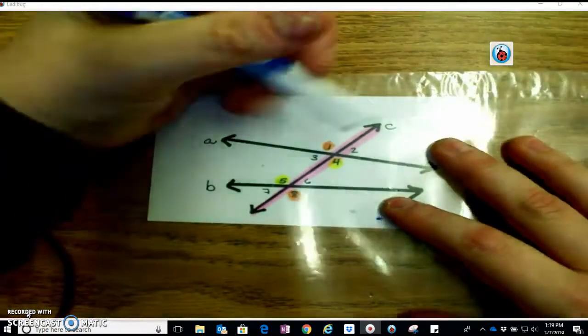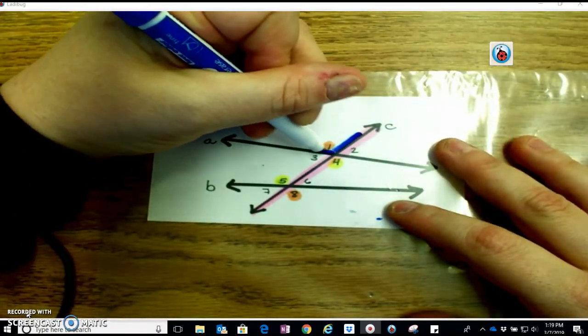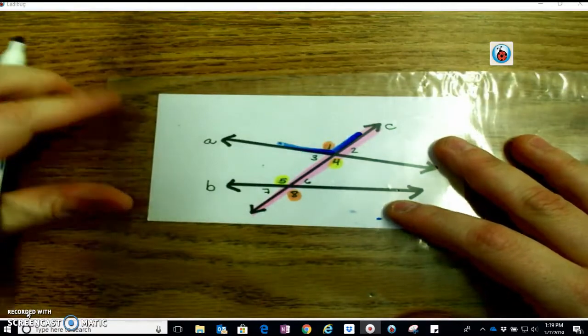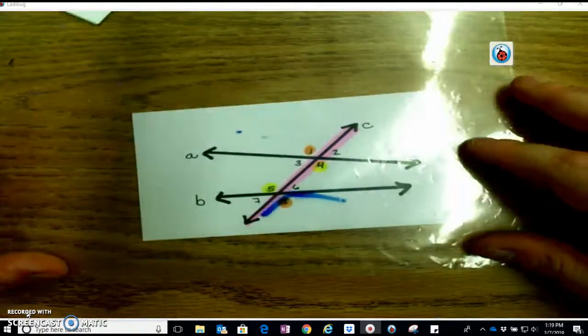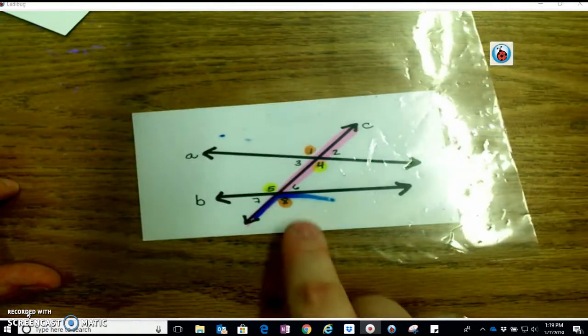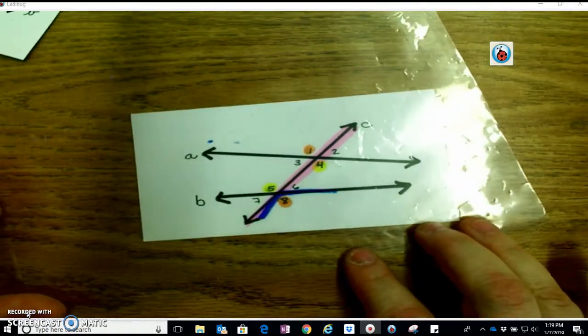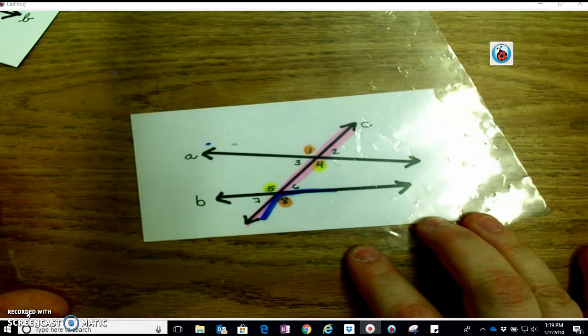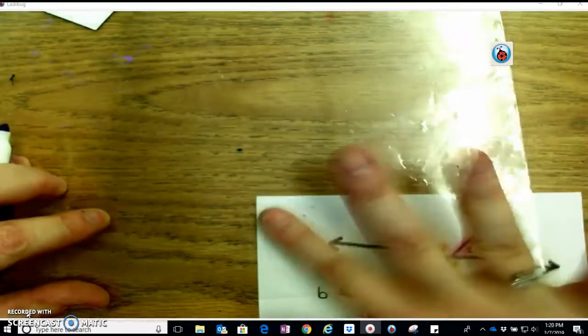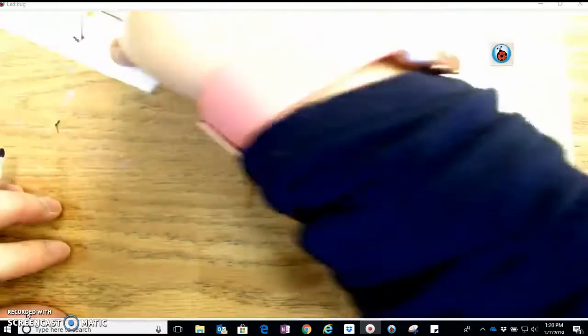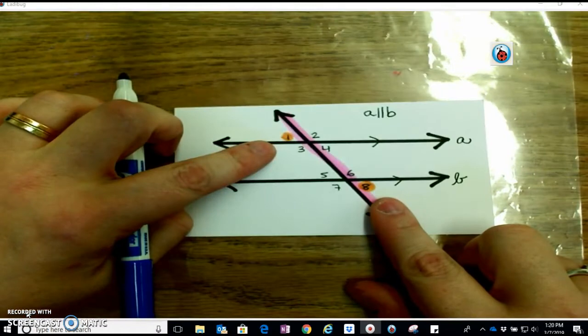if I were to trace this, now, tracing angle 1, and I try to line it up on angle 8, notice it's slightly off, even if I try and line it up. And I know I didn't draw it very straight when I traced it, but it's slightly off. So the lines have to be parallel in order for you to say that the alternate exterior angles are congruent.